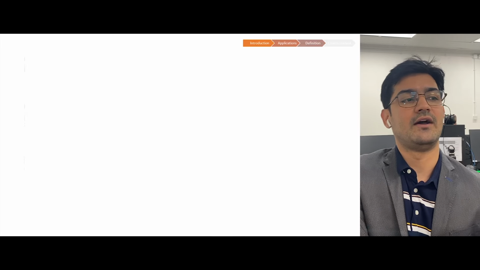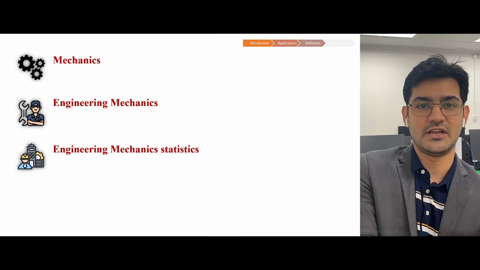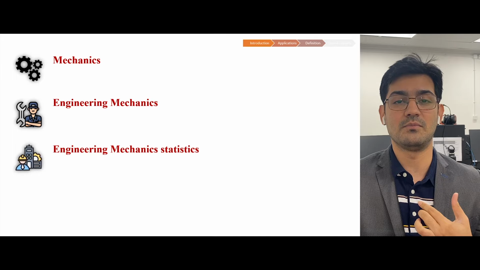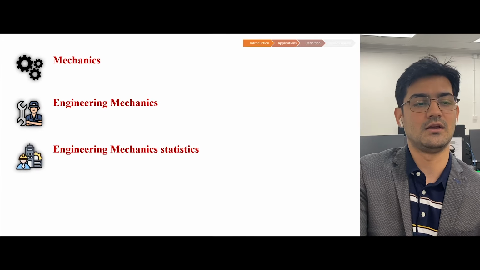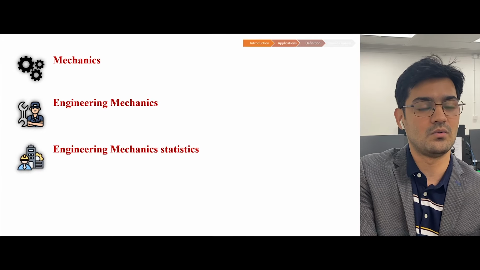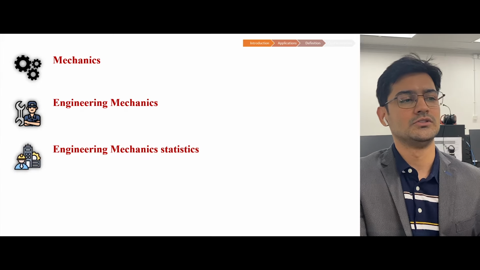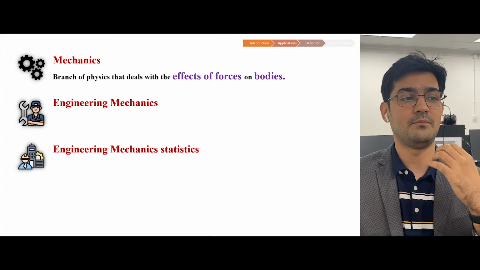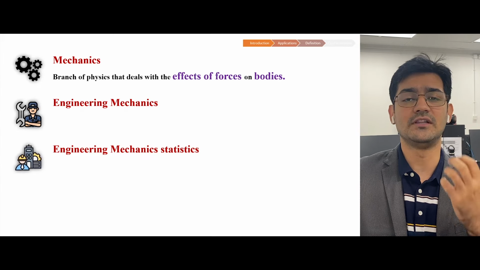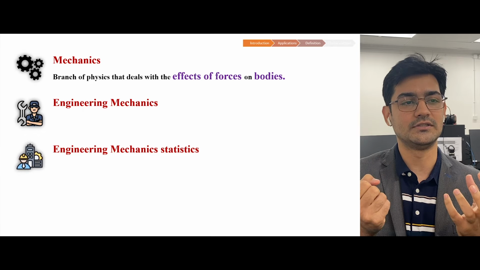So let us define mechanics, what is engineering mechanics, and what is engineering mechanics statics, which is the part of our lecture series. Mechanics can be defined as the branch of physics that deals with the effect of forces on bodies. So basically in mechanics we have two components, bodies and forces. And what we study in mechanics is the effect of forces on these bodies.